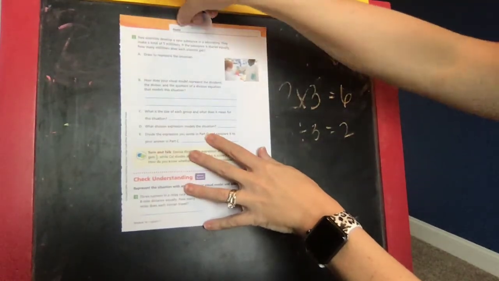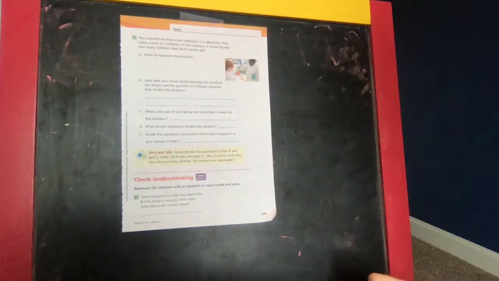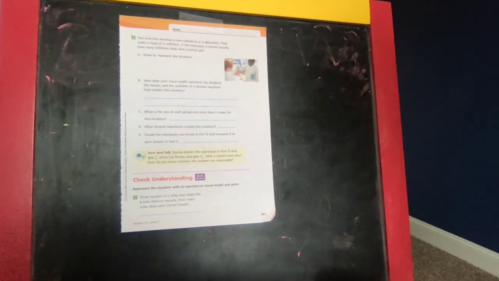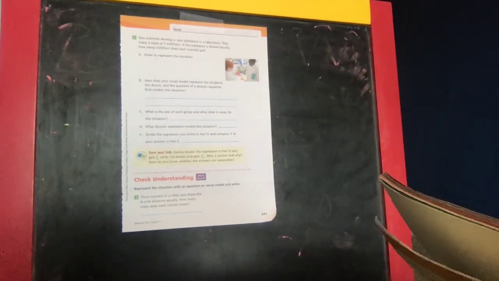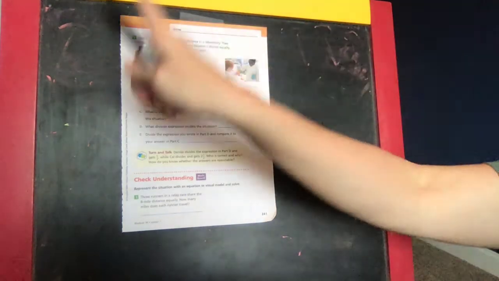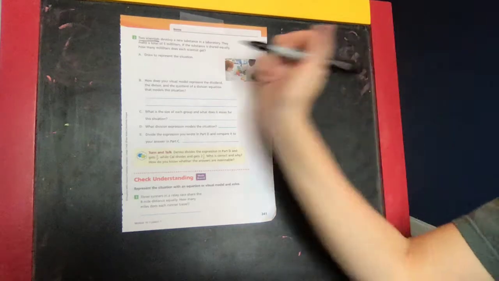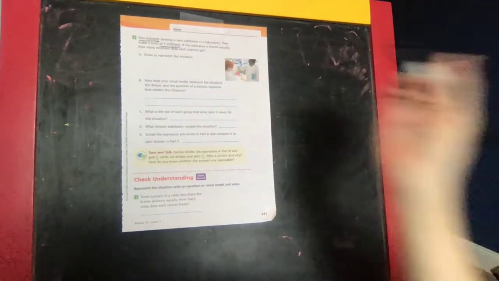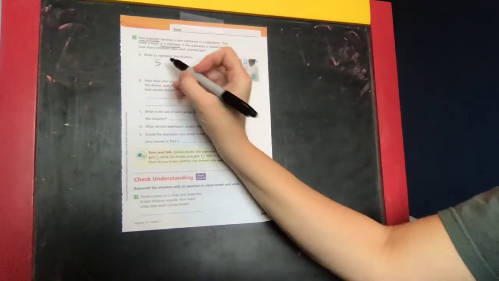Okay. All right. 2 scientists develop a new substance in a laboratory. They make a total of 5 milliliters. If the substance is shared equally, how many milliliters does each scientist get? So again, we are starting to first say, what's being divided? Remember, we have 2 scientists that are making a new substance, and they make 5 milliliters. The substance is being shared equally. The substance, the 5 milliliters.